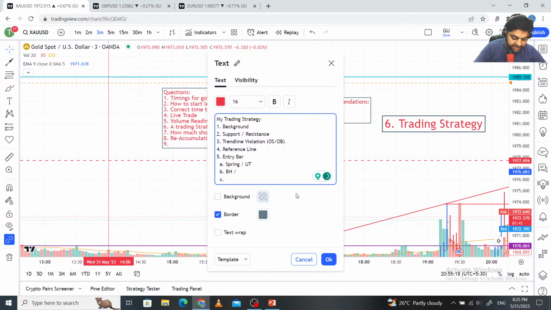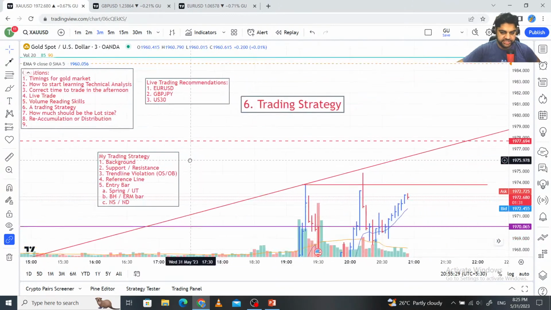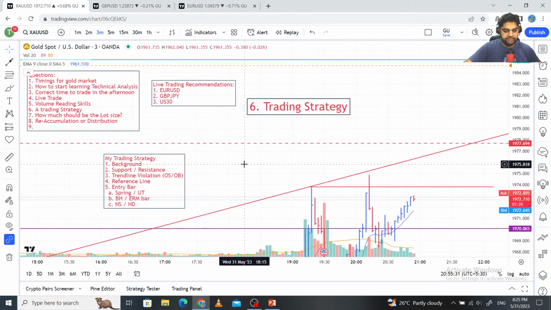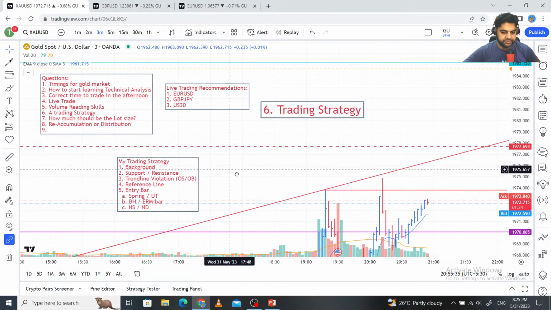If it is an ERM bar, you will sell. In the same way, if it is no supply, then you will buy. If it is no demand, you will sell, right? So this is my strategy, guys. This is my very, very simple but powerful strategy.